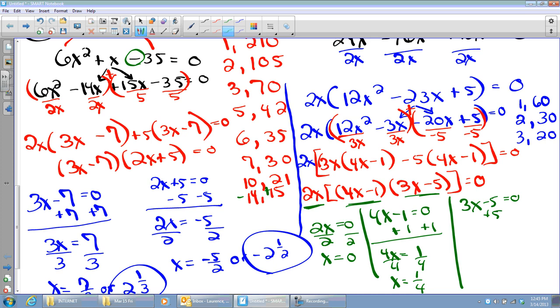And then get 3x minus 5 equals 0. Add 5 to each side. 3x equals 5. And divide by 3. So x is going to equal 5/3, or you could say 1 2/3. So this last problem had 3 solutions, 0, 1/4, and 1 2/3.